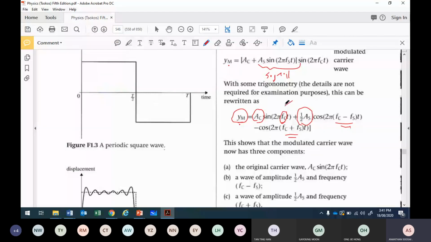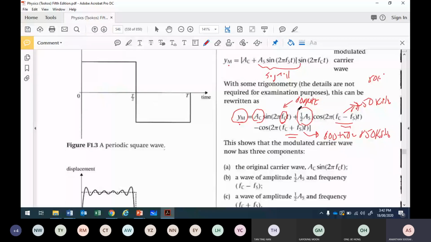The first frequency is only FC. FC maybe, let's say, is 800 kilohertz. The signal, let's say, is 50 kilohertz. The lowest it can go is 800 minus 50, so it'll be 750 kilohertz. And the highest it can go is 800 plus 50, so it'll go to 850 kilohertz.